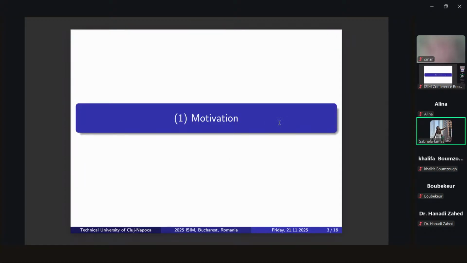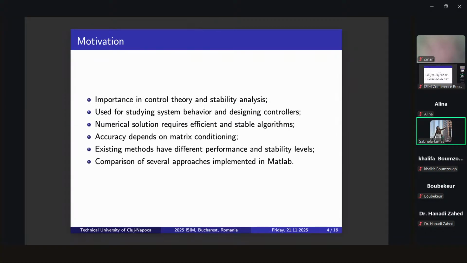Now let's talk about the motivation of our work. The Sylvester and Lyapunov equations are very important in control engineering. We use them to study how a system behaves and to design controllers. They are not easy to solve. That's why we need methods that are fast and stable to get good results. There are many methods available, but each one has different performance and stability. So, in our study, we compared several methods, all implemented and tested in MATLAB.